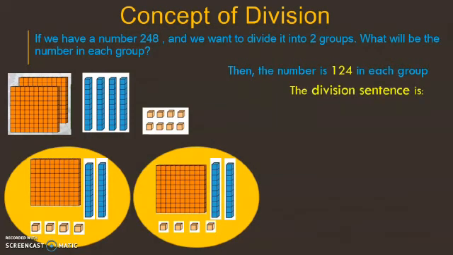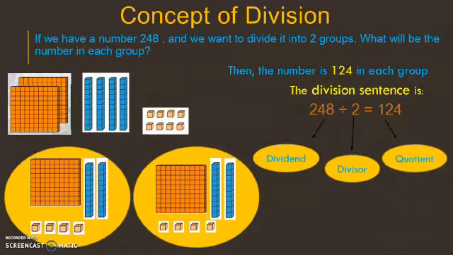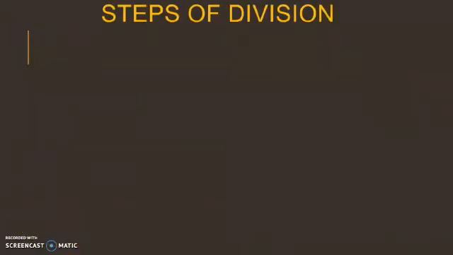The division sentence is 248 divided by 2, it's equal to 124. 248 is the dividend, 2 is the divisor, and 124 is the quotient. In this example, there are no leftovers. The remainder is equal to 0. Look how it takes too much time with us. That's why we are going to solve the same example following the steps of division.